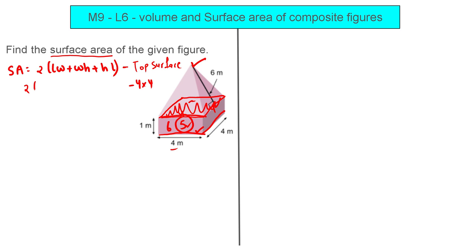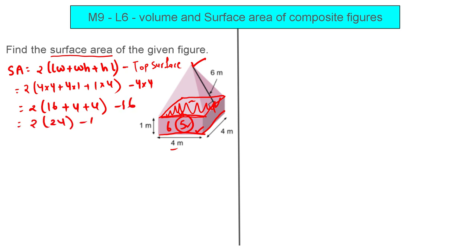Total will be 2 times length width, 4 times 4. Width height, 4 times 1. Height length, 1 times 4. Just solve this and you will get the area of the rectangular prism. 2 times 4 times 4, 16 plus 4 plus 4, minus 16. Okay. 2 times 24 minus 16, 48 minus 16, that is 32. 32 meter square. Surface area, so meter square. Okay. So the area of the 5 surfaces of the rectangular prism is 32. Now let us come to the rectangular pyramid. Let me erase it.